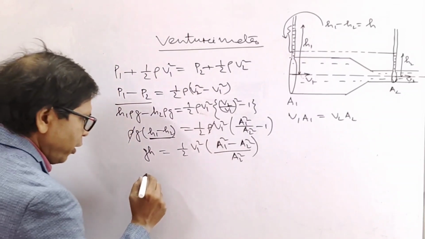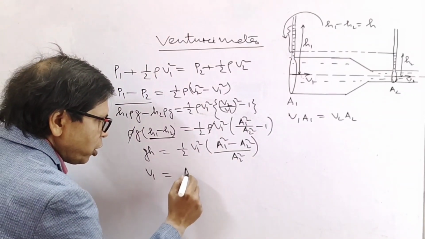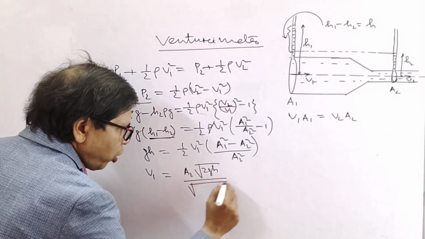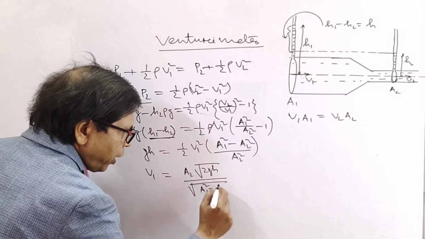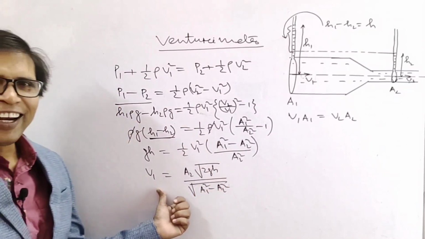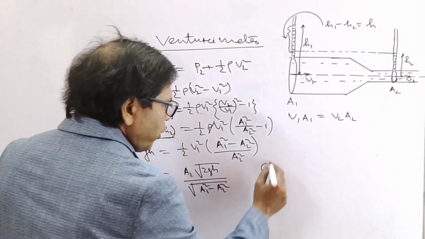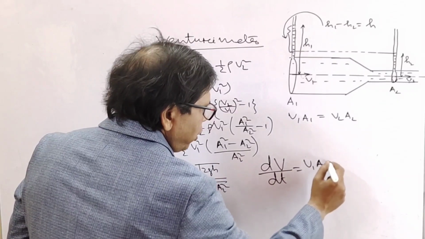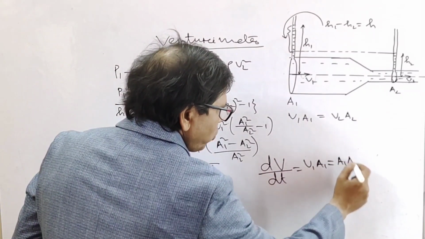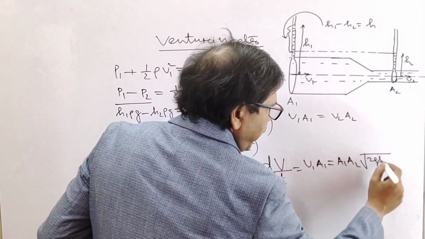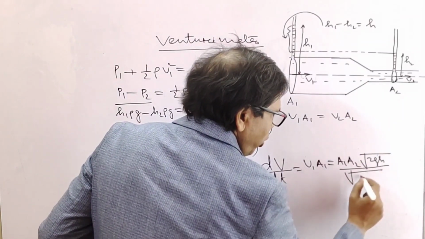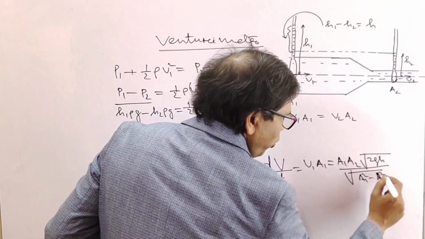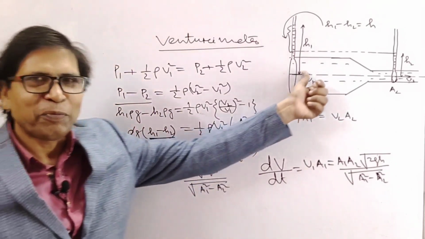So V1 is equal to A2 into root under 2gH divided by root under (A1 square minus A2 square). Understood? Now the rate of flow, dV by dt, is V1 A1, which equals A1 A2 into root under 2gH divided by root under (A1 square minus A2 square). This is the rate of flow of liquid through this pipe.